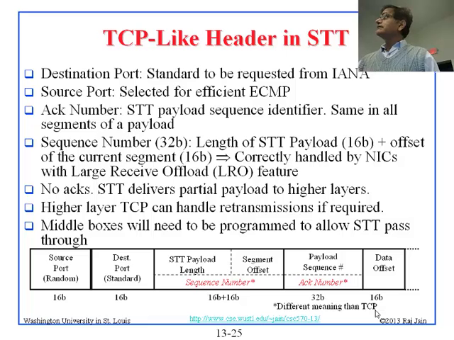So that is the ACK number, which is a number coming from the other side, but it is not really the ACK because there is no acknowledgement. What they're doing is reusing these fields for a different purpose. So the ACK number is being used for the payload sequence identifier. Same in all segments of a payload. So you have 64K byte chunks. They become lots of segments. All of those segments will have this number, which will be used at the other end to assemble that back into one.